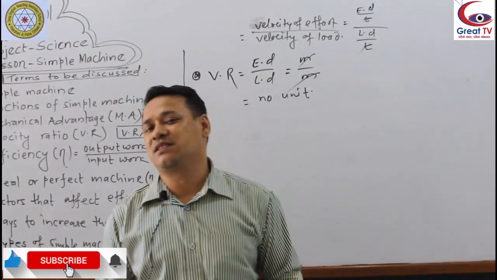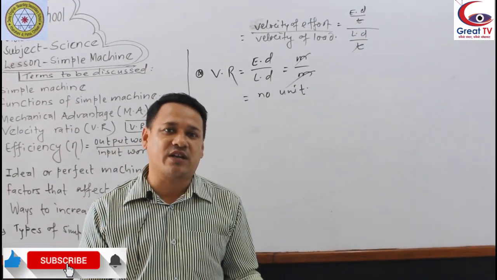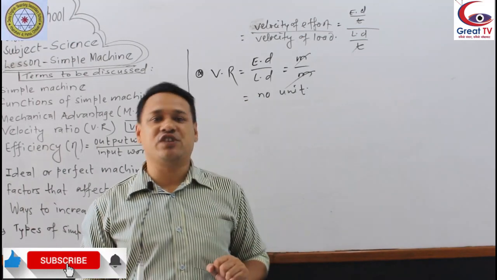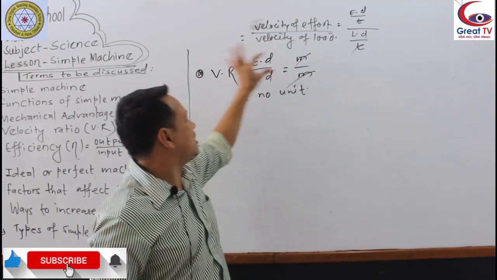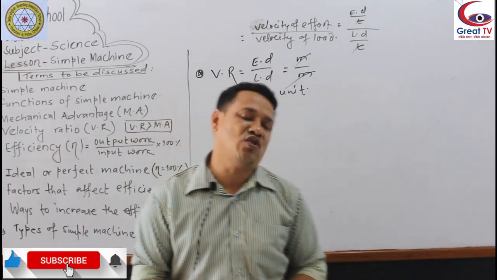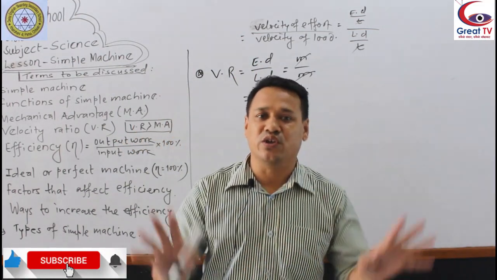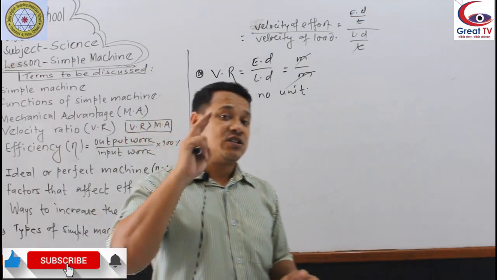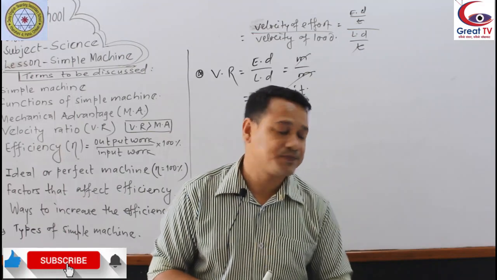Velocity ratio has no unit because it is the ratio of the same physical quantity, that is the length or distance. Effort distance, load distance, the units of distance cancel each other, so no unit. Velocity ratio has no unit because it is the ratio of two same physical quantities.